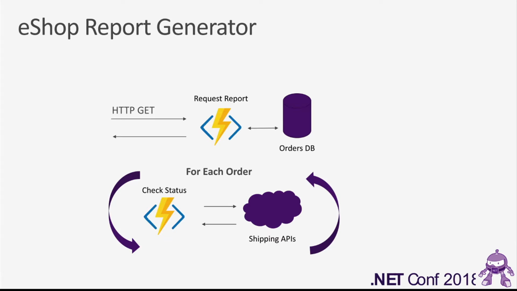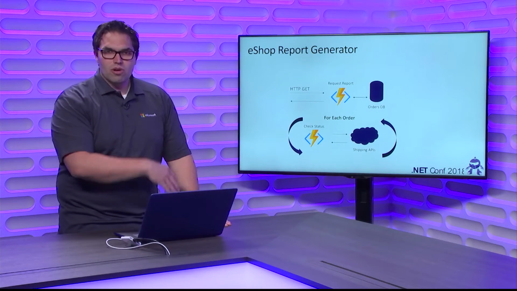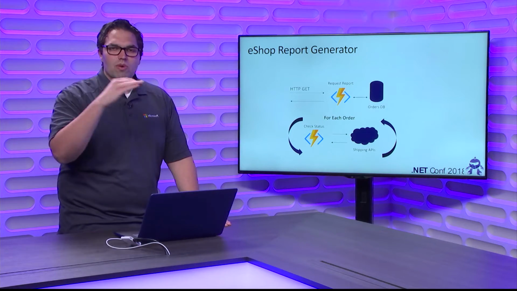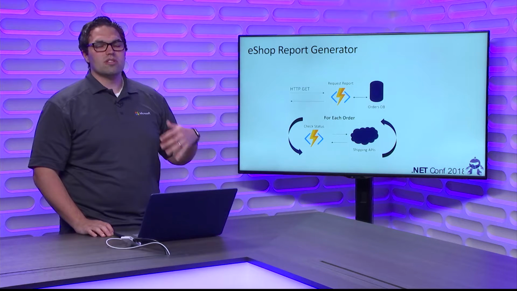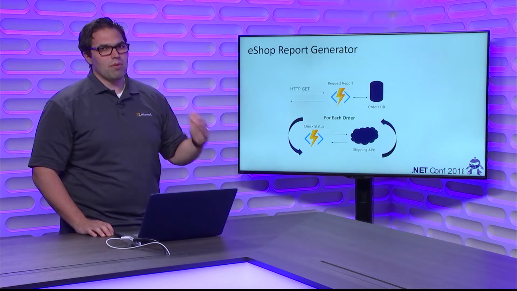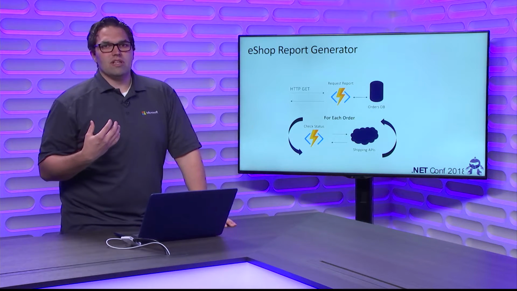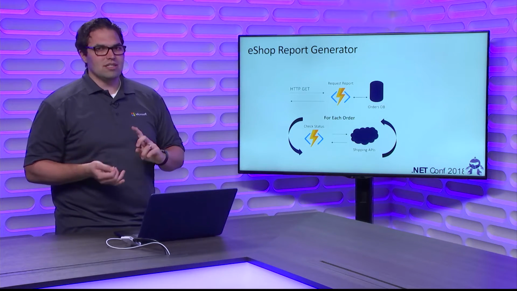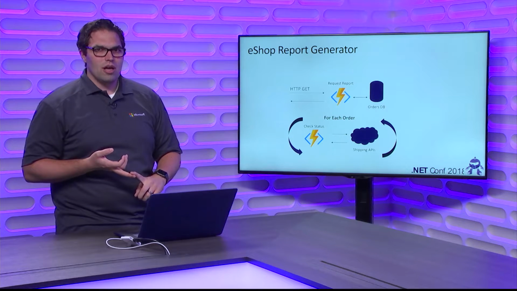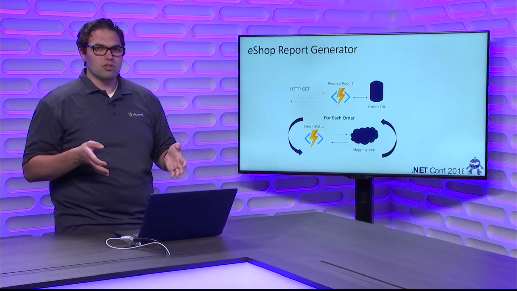So I need you to give me a report so that you can look at all of the orders that happened in the last 7 days and tell me what's the current shipping status. How many of those orders have been delivered? How many are being processed? How many are in transit? Now, I love serverless, and I want this to be super efficient and scalable and not worry about infrastructure. But this can be a hard problem to solve in a serverless way.